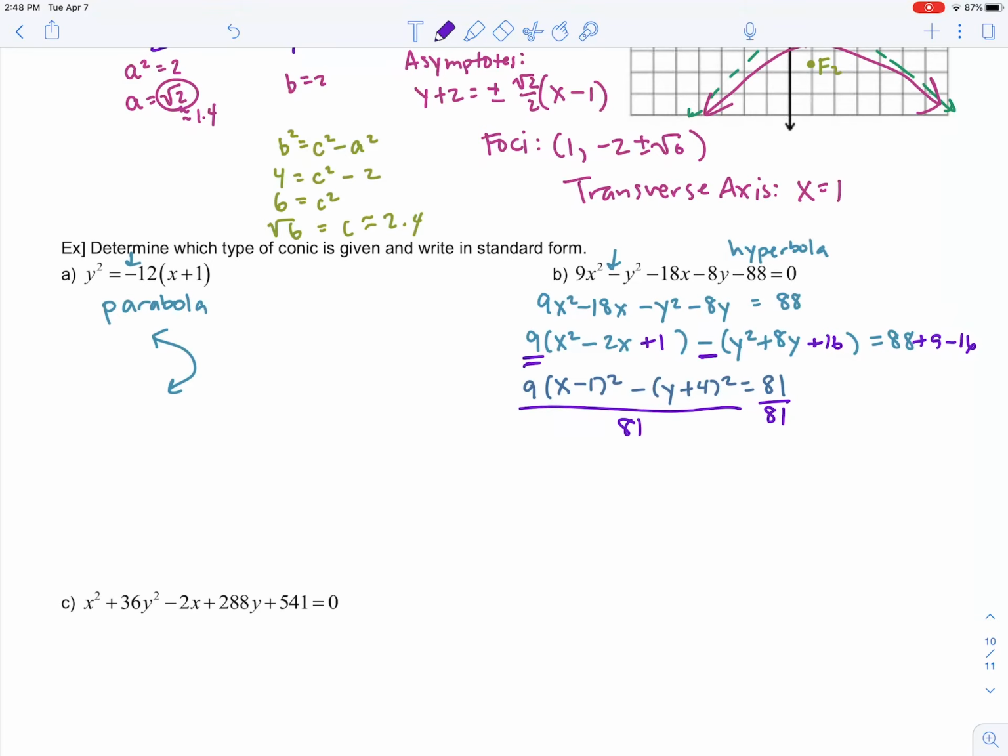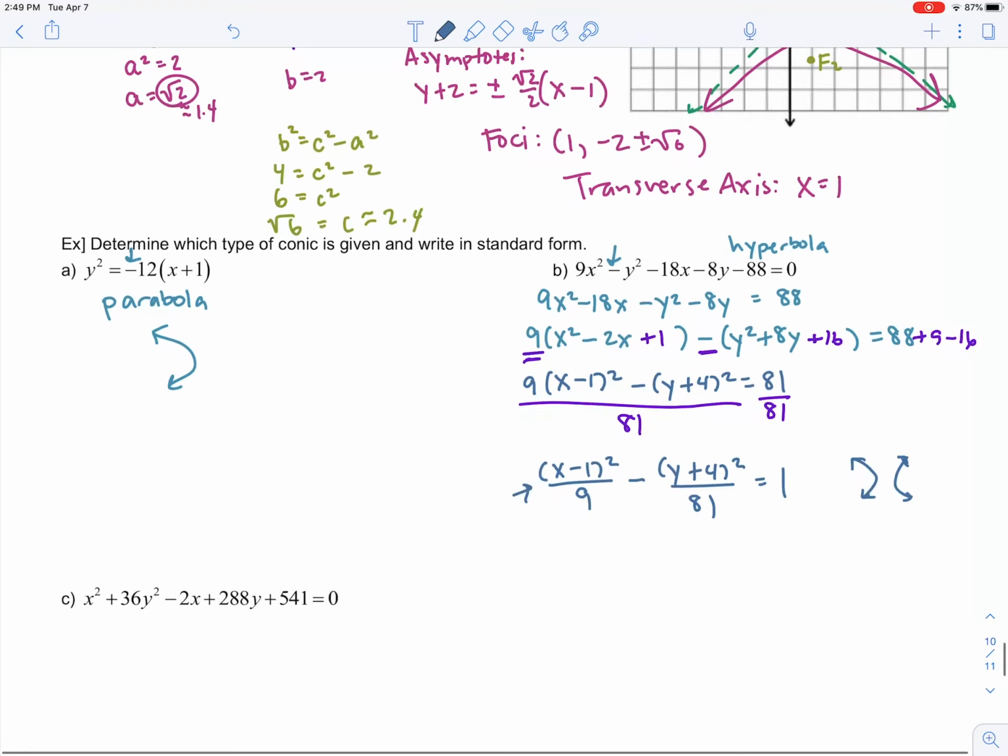Okay, and lastly, to get this into standard form, I need a 1 on this side, so I'll divide everything by 81. On the left, we can reduce 9 over 81, which will be 1/9. So I have x minus 1 squared over 9, minus y plus 4 squared over 81. So because the x fraction comes first, this would be a horizontal hyperbola. It would look something like this.